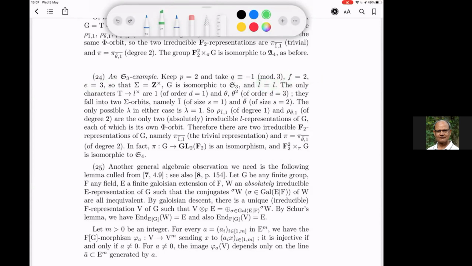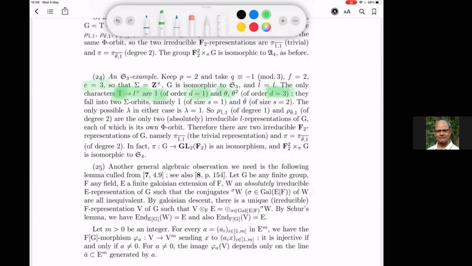Okay. Now this T is a group of order 3, cyclic, and it's contained in L star. So it has only 3 characters, namely the trivial character, which I denote by 1, and it's of order 1, of course. Order is the right word; it's a character of finite order. Then there's this theta. Theta is just the inclusion of T in L star. And the order of this character is, of course, 3, because T is of order 3, right?